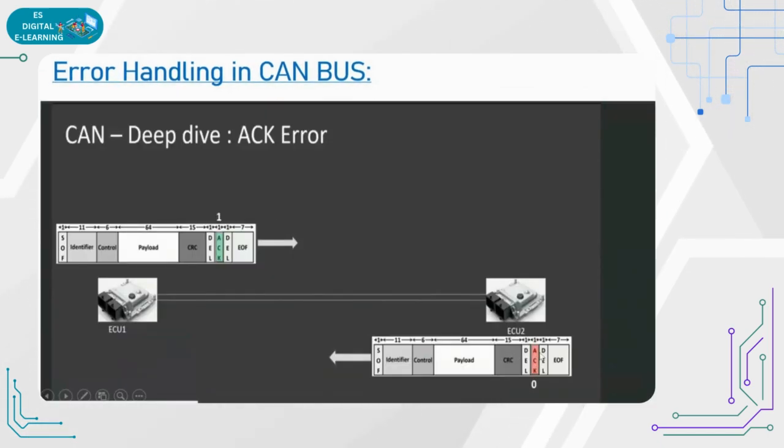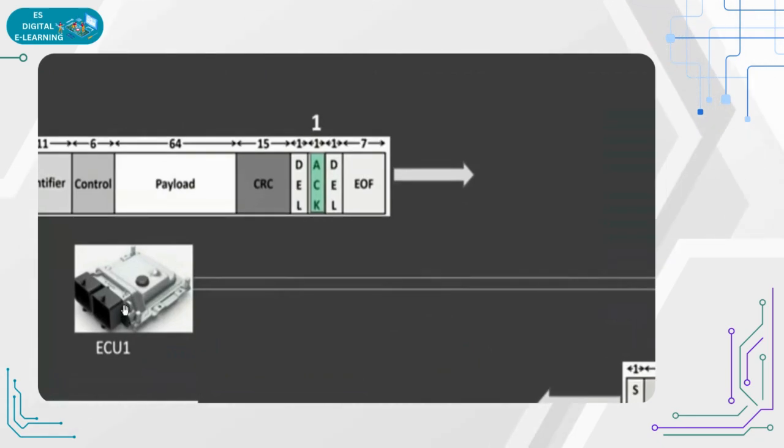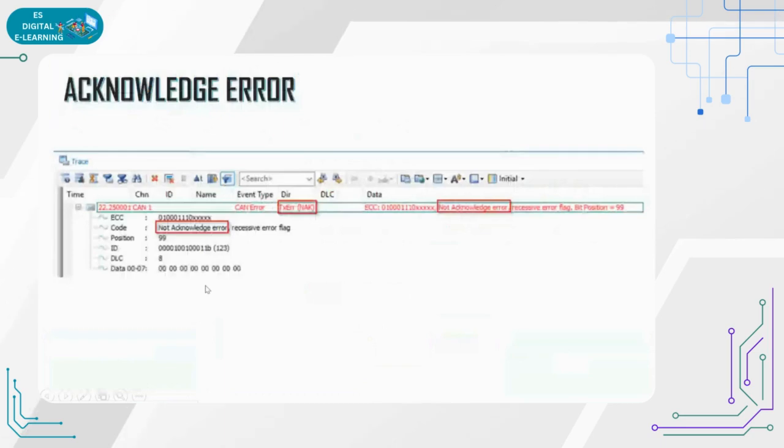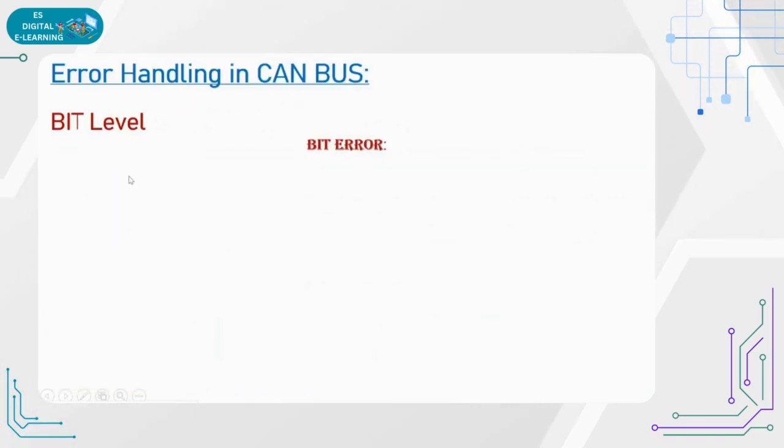So like this in the acknowledgement slot, it will be varied. These are microcontrollers. Inside it is having the microcontroller in it. Okay, so next go to the other topic of bit level. Write down bit level.